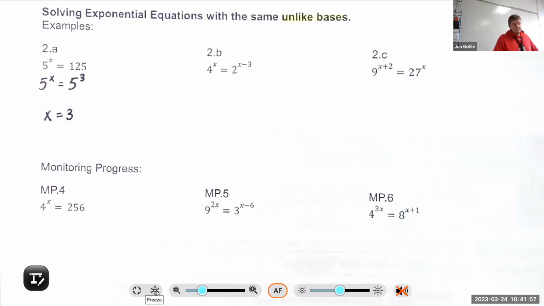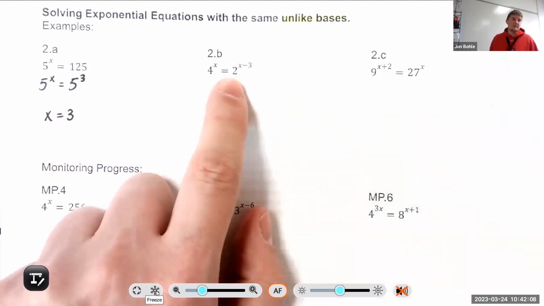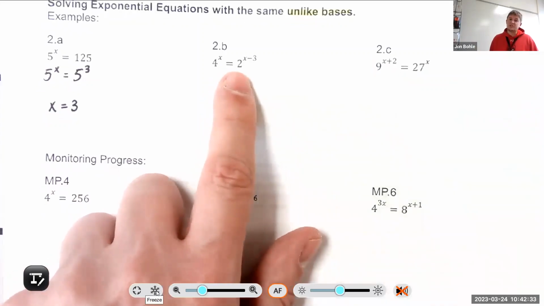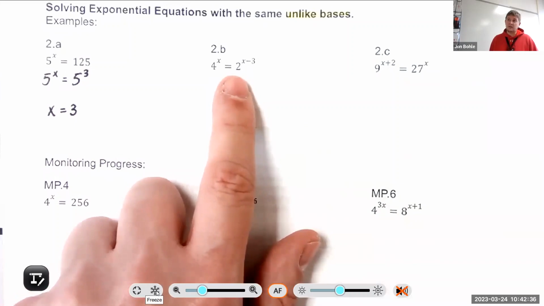2b, are those bases the same? No. Does anybody think they know a base that they can get both of these into? 8. Okay, so if I'm going to go 8, 2 to what power is 8, or 8 to what power is 2? None. Well, 8 to the 1/3 power is 2, but I don't think you want to deal with fractions if you don't have to. So what base could I get both of these into? 4. I could do 2. 2 is a little bit better. Typically, if you're able to, the smaller of the 2 tends to be just a little more convenient.